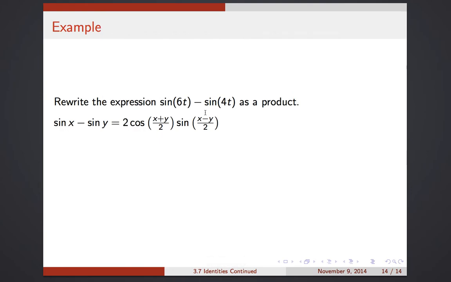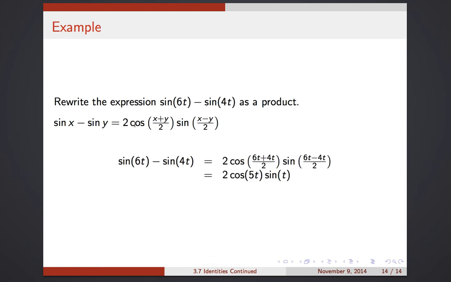So here's the kind of question you might see. Rewrite this as a product. So it's a difference of sines. So here's the difference of sines formula. And here's the work. In this case, x is 6t, y is 4t. So you add the two together and cut in half inside the cosine. Subtract the two and cut in half inside the sine. And you end up with twice cosine of 5t times sine t.